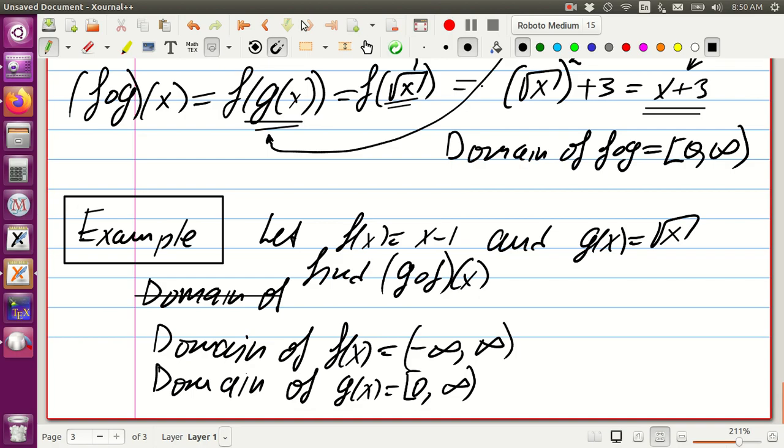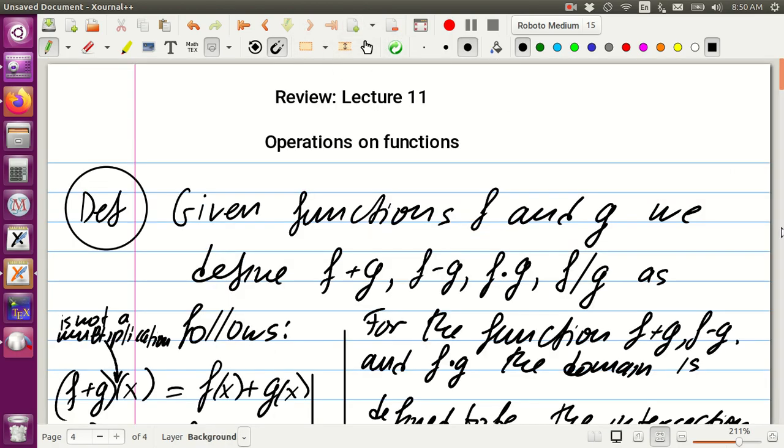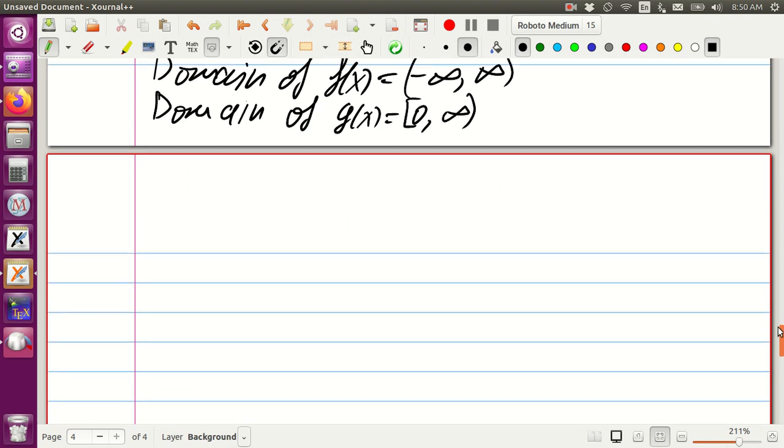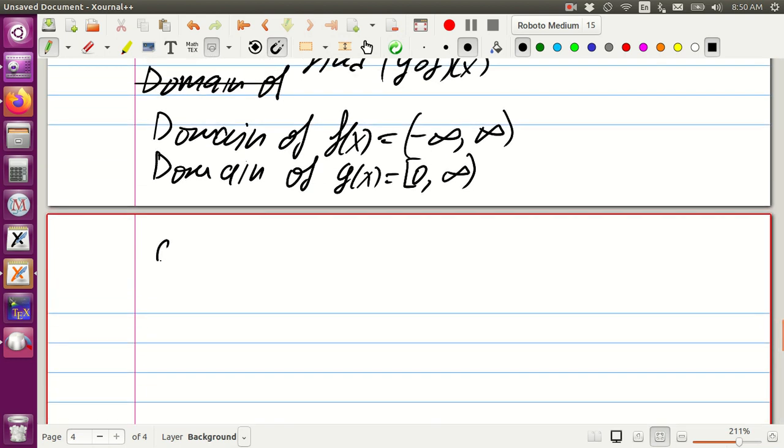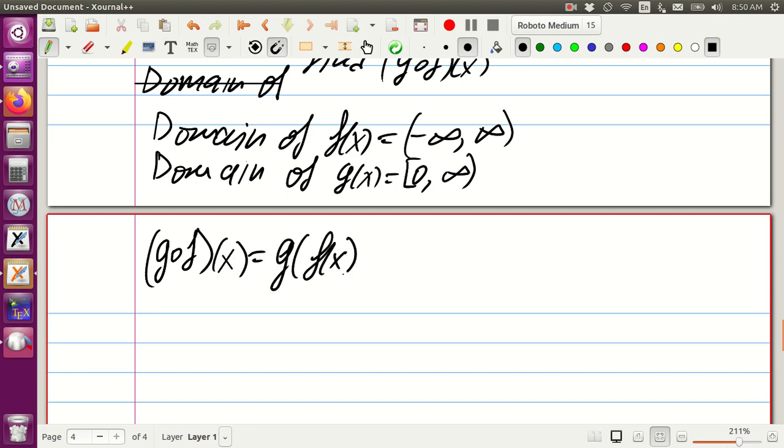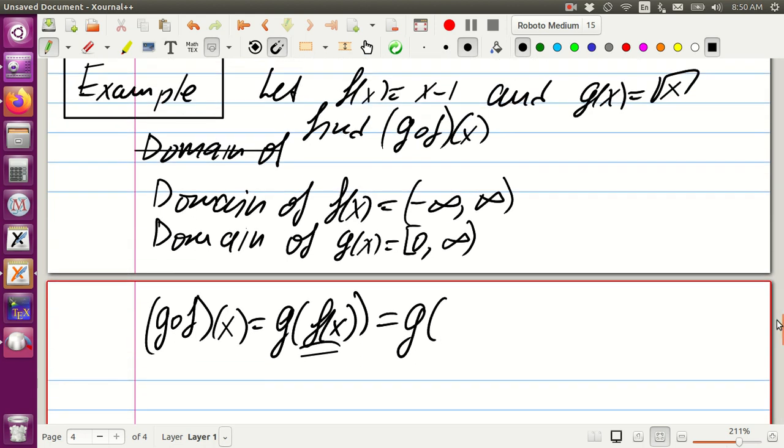So now we're ready to find the composition. So g composed with f evaluated at x. According to the definition, this is g of f of x. So we're going to take f and we're going to write over here. So it's going to be g, and we take x minus 1 and we write it over here. Then we have to take x minus 1 and we have to plug it in instead of x inside of the g function. So we're going to get square root of x minus 1.